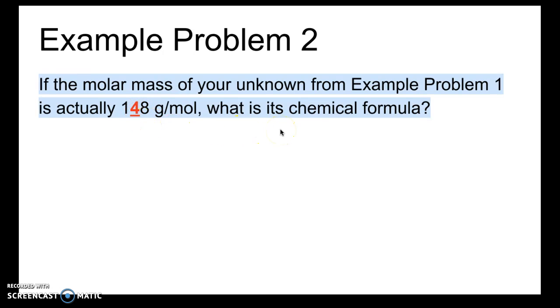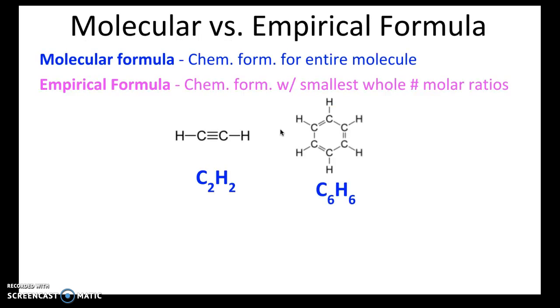All right, so from this information, knowing the molar mass of the unknown, we want to know what the chemical formula is. Now, before we move on, let's take a quick recap of molecular formula versus empirical formula. The molecular formula is the chemical formula for the entire molecule, where the empirical formula is the chemical formula with the smallest whole number ratios. So how do we go from a molecular formula to an empirical formula?